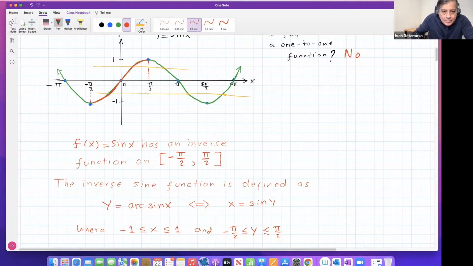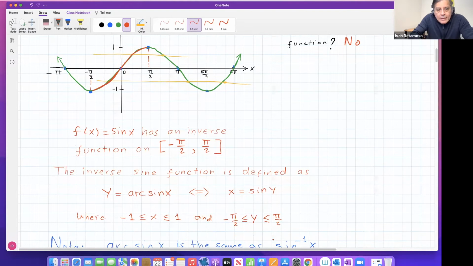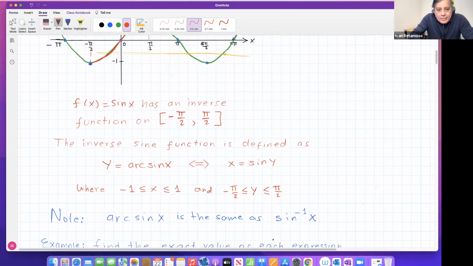So in order to invert this function, we have to consider just this piece, right? Outside this interval, it doesn't make sense to talk about sine inverse. Between these two values. Very good. So now note arc sine of x is the same as sine inverse.